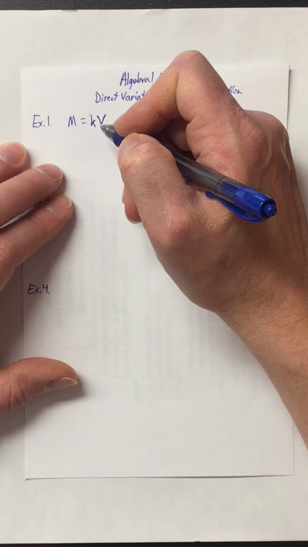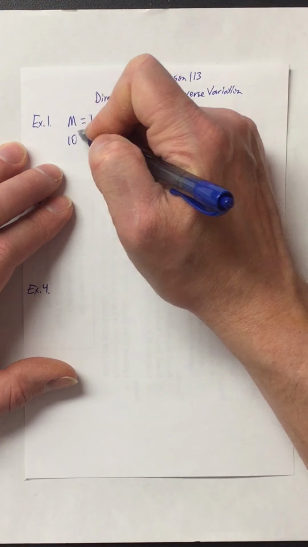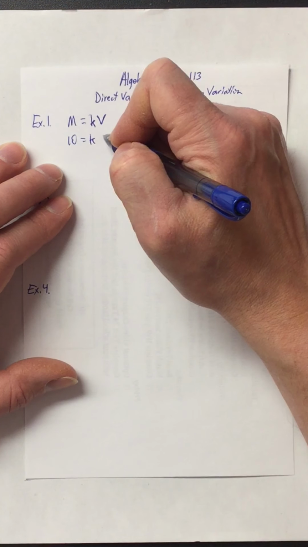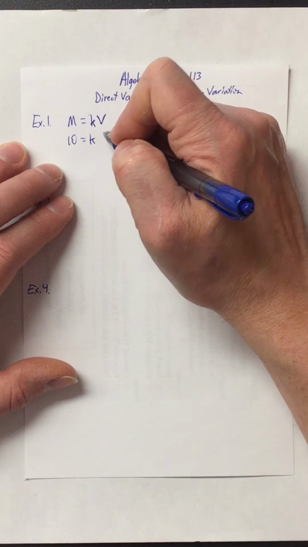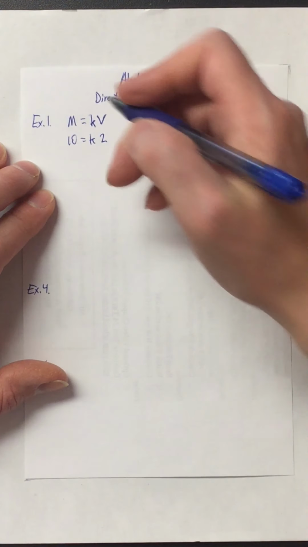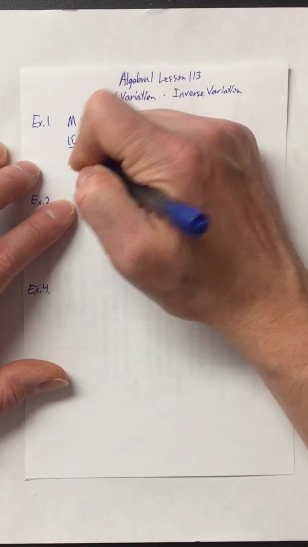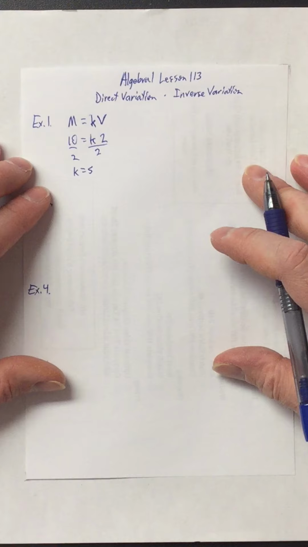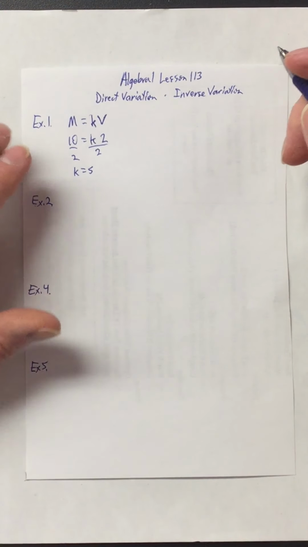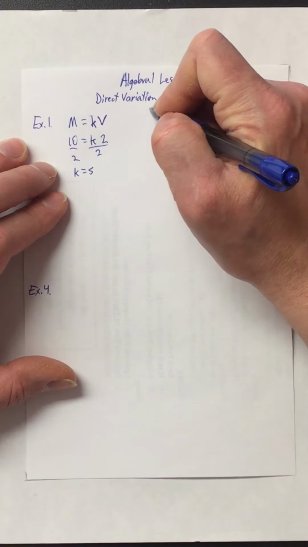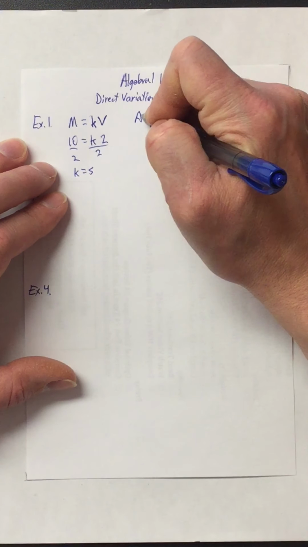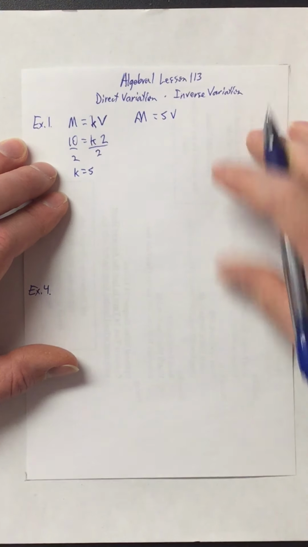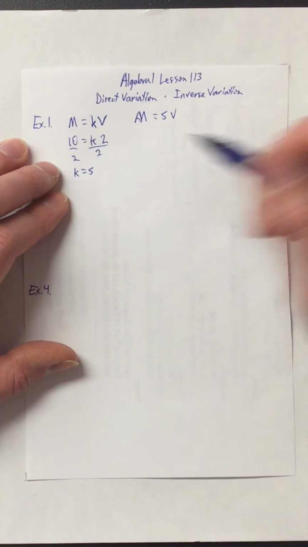So let's put these in here. Our first mass is 10 kilograms, and then we'll put in our variable, the k. And then our first volume is 2 liters. So it goes like that. And then we want to solve for k, so we divide by 2, and we find out that k is equal to 5. And that's like our conversion factor. Once we find that out, then we're going to place that back into the original equation. So m is equal to 5 times the volume. And that's how this one's set up in relation to the first part.